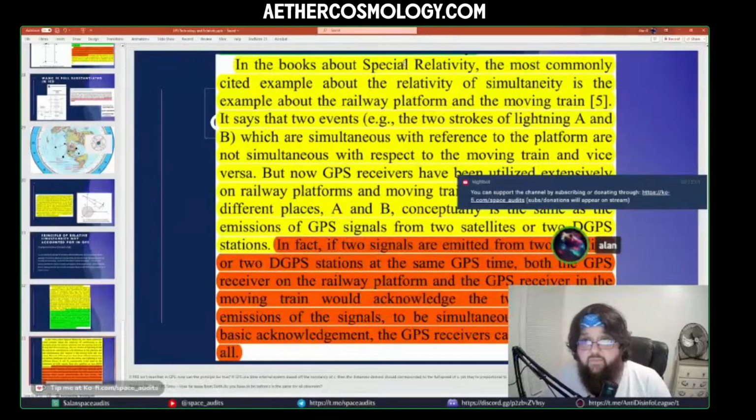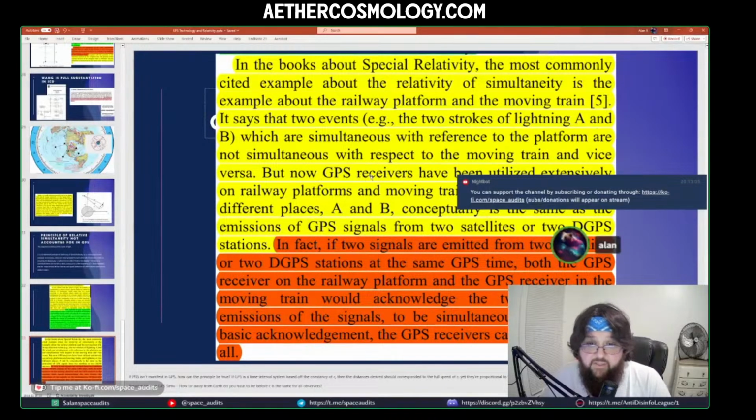In the textbooks about special relativity, the most commonly cited example of relativity of simultaneity is the example of the railway platform and a moving train. It says that two events, e.g., two strokes of lightning, A and B, which are simultaneous with reference to the platform, are not simultaneous with respect to the moving train and vice versa.